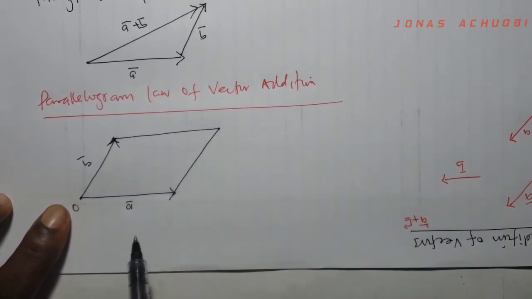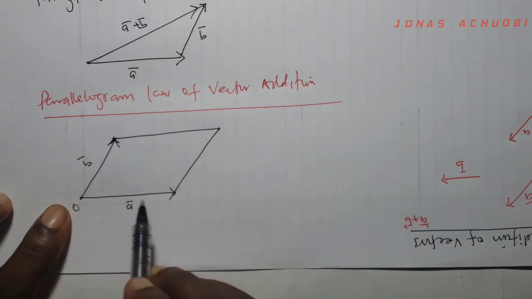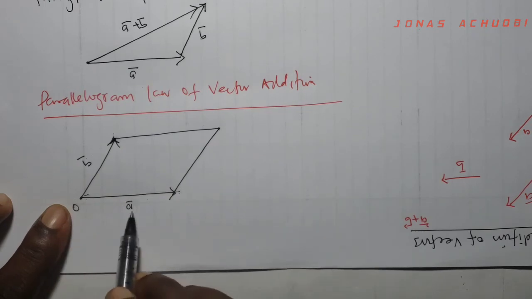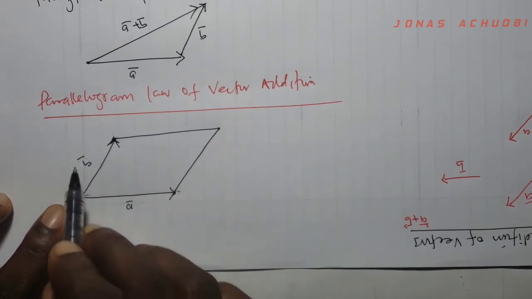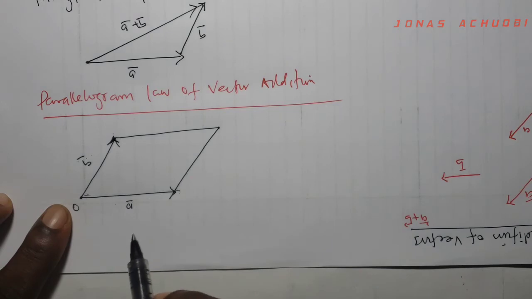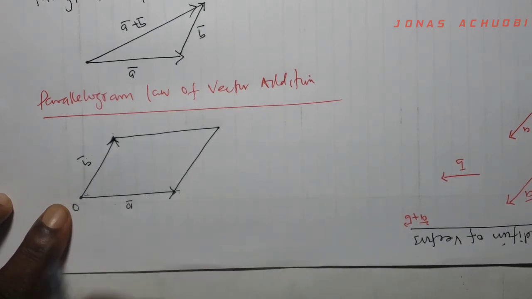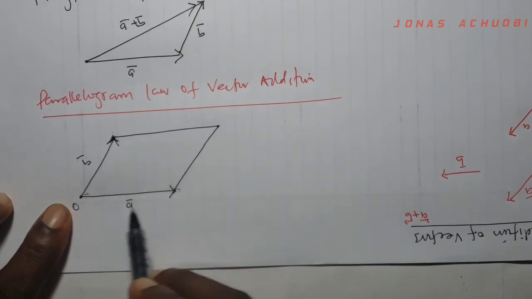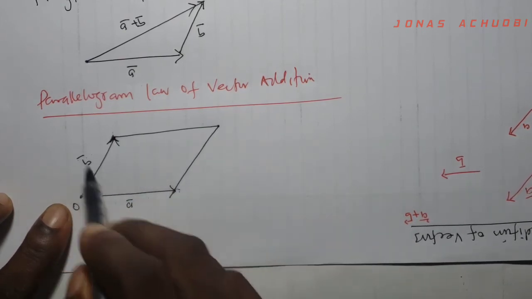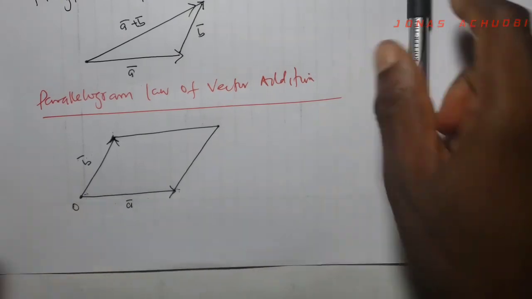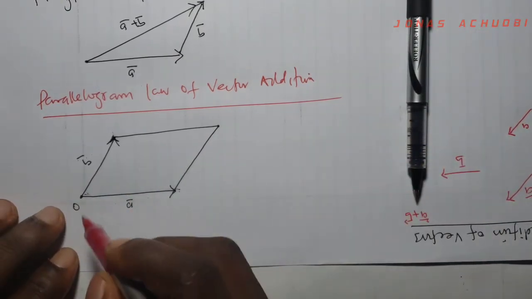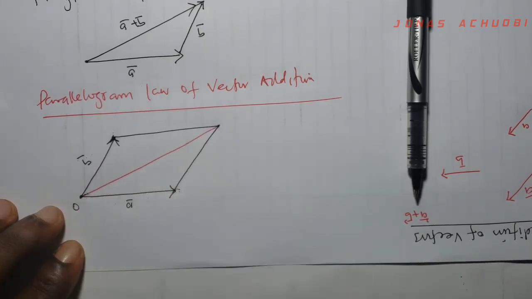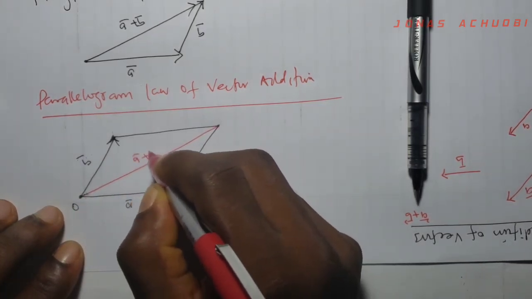This is a parallelogram whose adjacent sides have been formed by two vectors, vector A and vector B. And what do you observe from A and B? Vector A and B are co-initial vectors. That is to say that the two vectors start from the same point. So if these form the sides of a parallelogram, then the resultant of these two vectors, the sum of these two vectors, will be a third vector from the point O to this diagonal here. So this is vector A plus B.